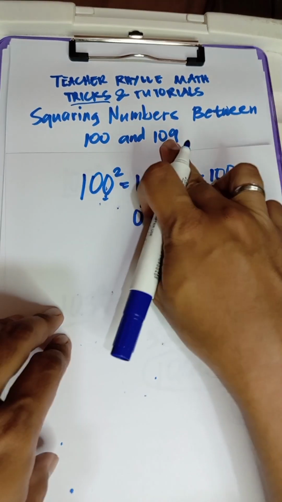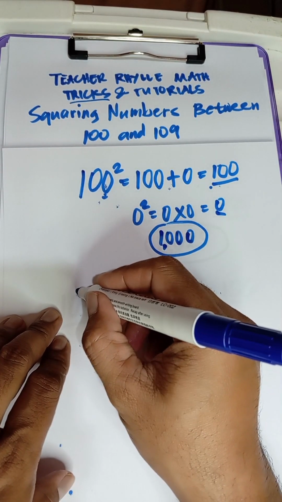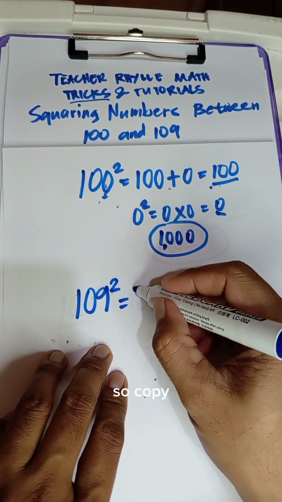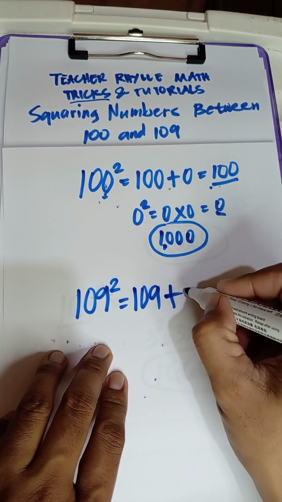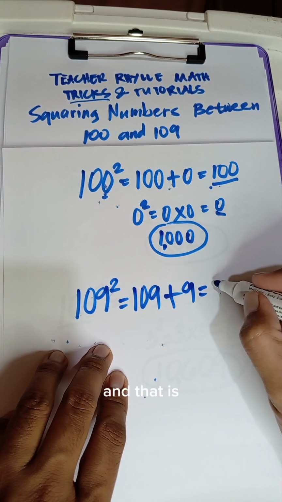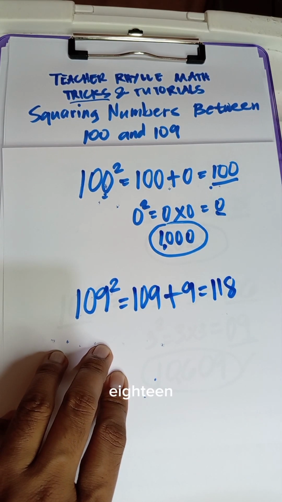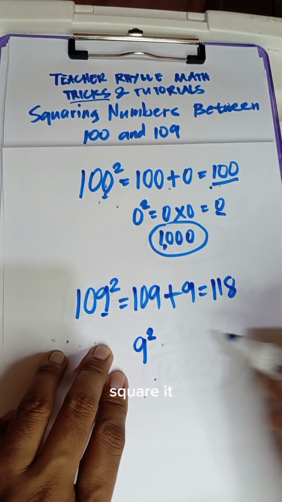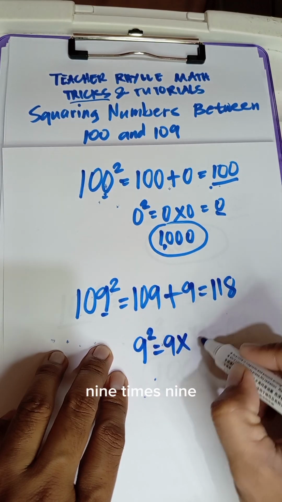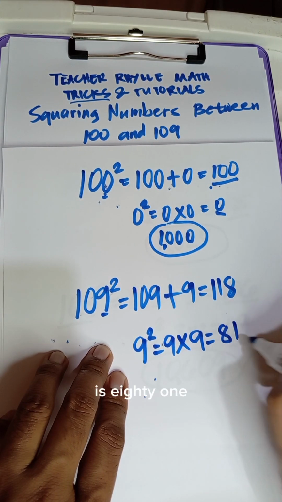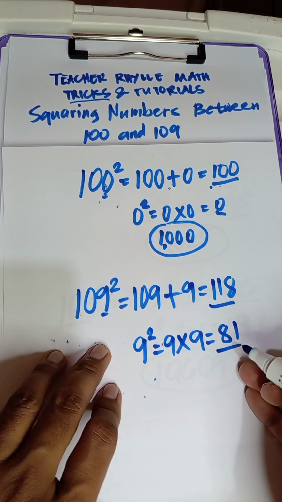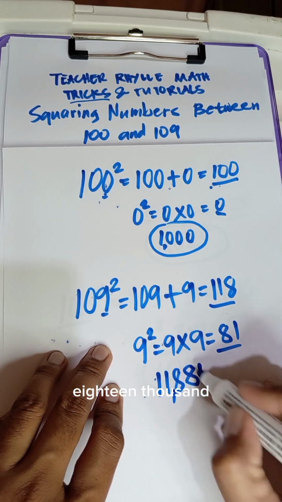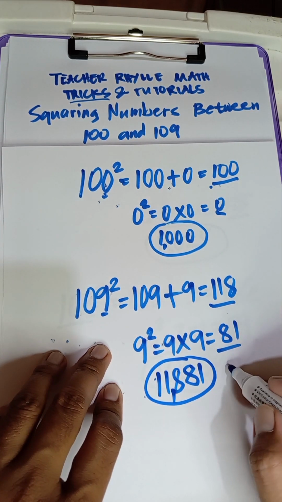Let's try this one, 109. The square of 109. So copy 109 plus 9, and that is 118. Get the ones digit, square it. That is 9 times 9 is 81. And then rewrite this. So you have 11,881.